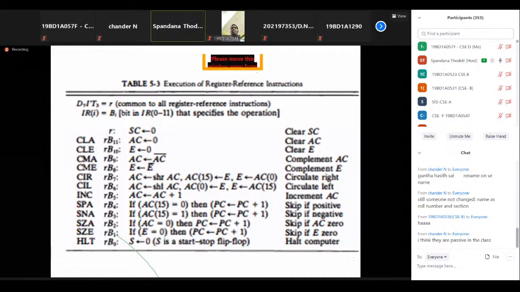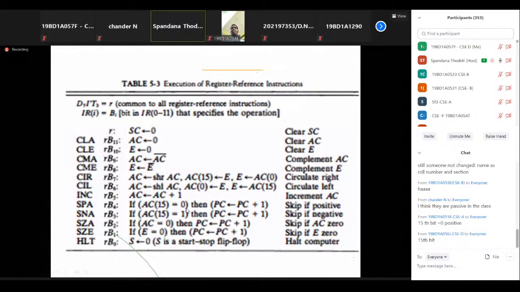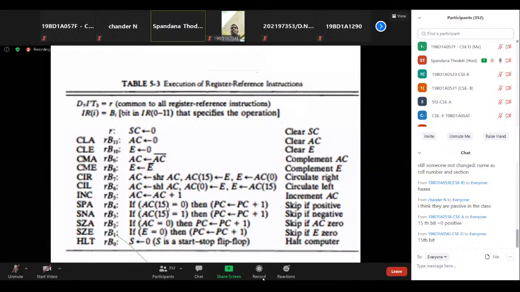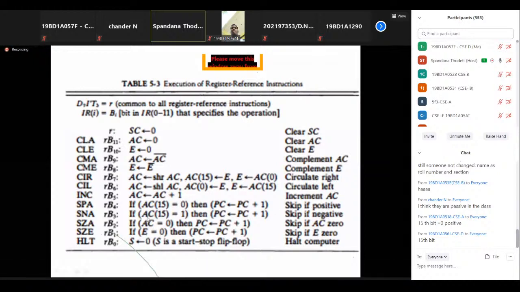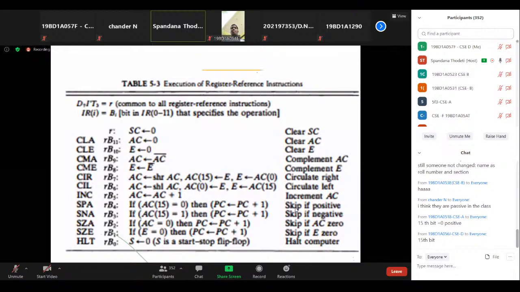instruction. Now the question, how to know whether the value is positive or negative. In the previous classes, I explained how to know whether the value is positive or negative based on the MSB bit. If the MSB bit is 0, it represents a positive value. If the MSB bit is 1, it represents a negative value. SPA means skip the next instruction if it is positive. The MSB bit, what does it mean? As the size of the accumulator is 16 bits, the MSB bit represents AC of 15. If the 15th bit of the accumulator is 0, it represents a positive value. So if it is positive, skip the next instruction to be executed.